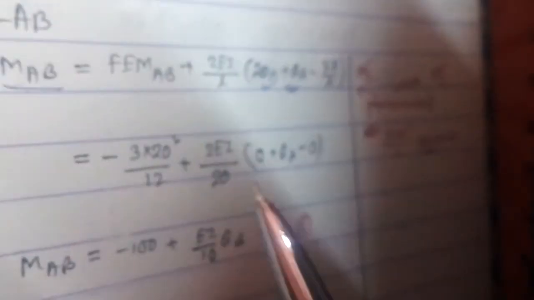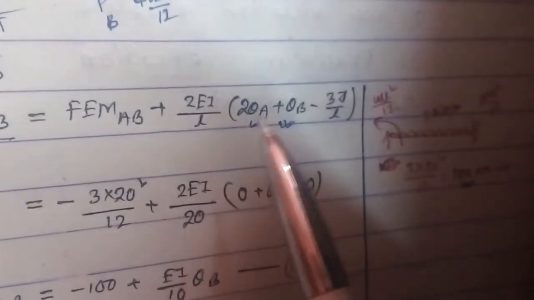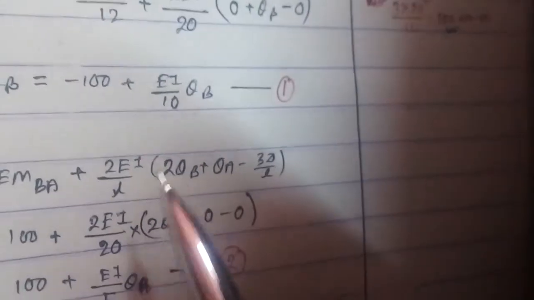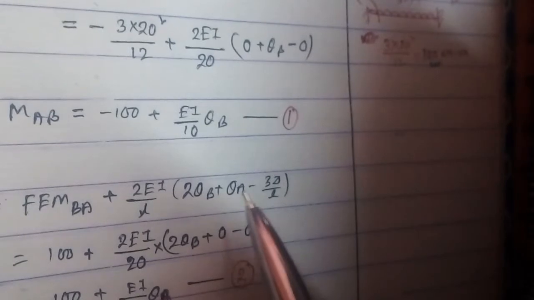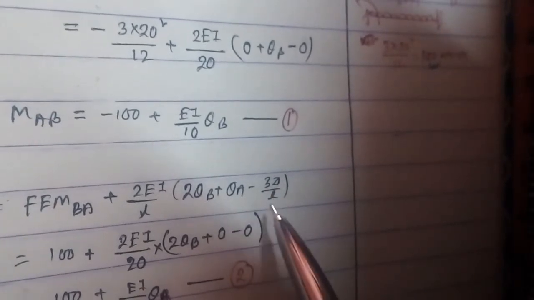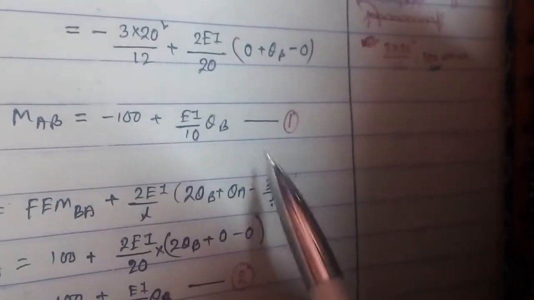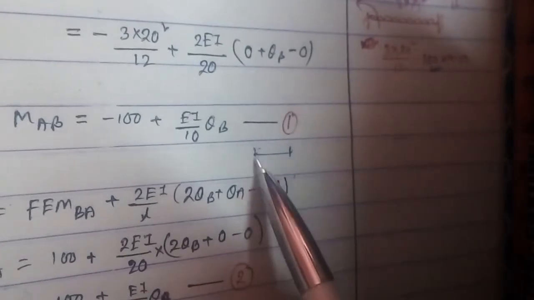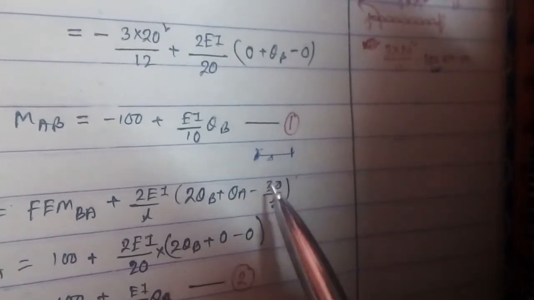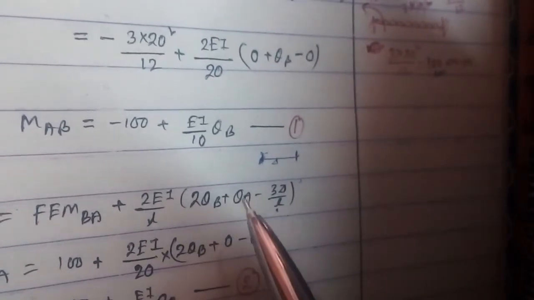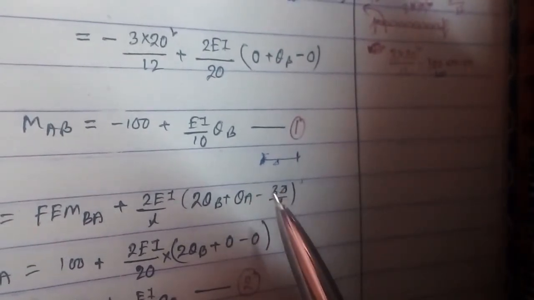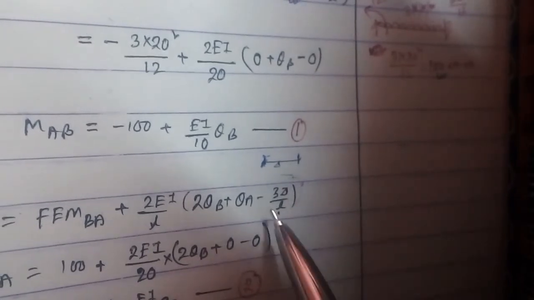Previously, as it was from A to B, that's why in this case it was 2 theta A plus theta B, and as it is from B to A, that's why it will be 2 theta B plus theta A minus 3 delta by L. Here the value of delta will be 0 because the support is fixed, so no support is shifting here, that is there will be no deflection, and delta will be 0. Okay, that's why this value will be 0. So this is the other equation.